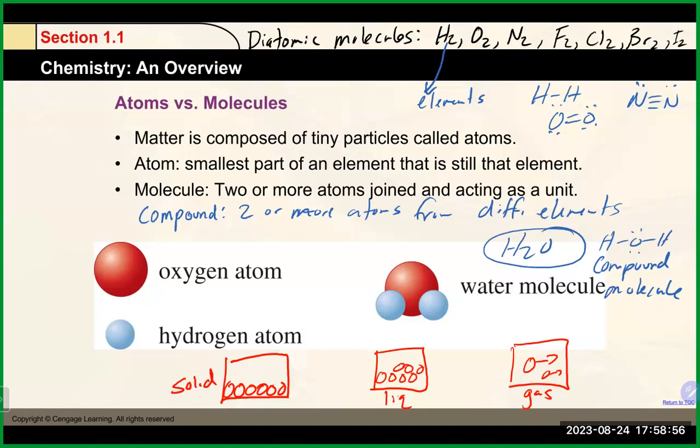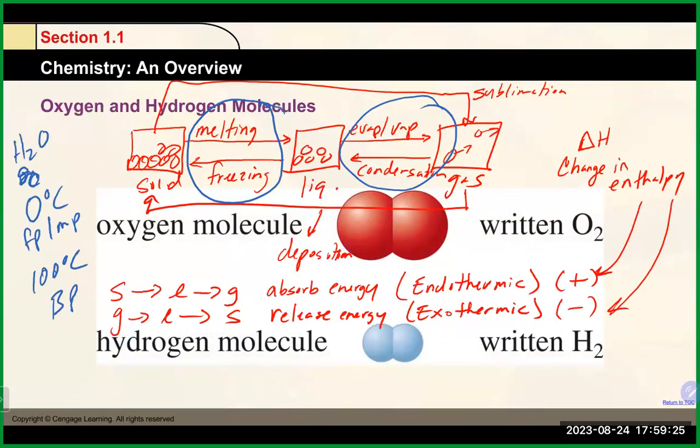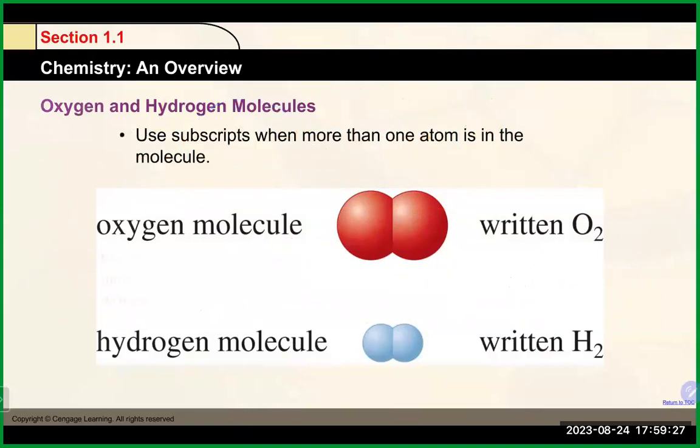So you could think of a molecule as really just a basic definition of two or more atoms together, that's a molecule. Could be two or more of the same, two or more of different ones, those are all molecules. But in order for it to be a compound, it has to be different elements coming together. Any questions on the difference between those things? All right.